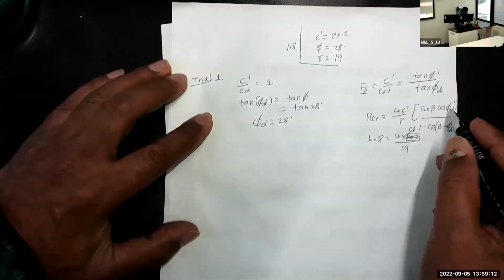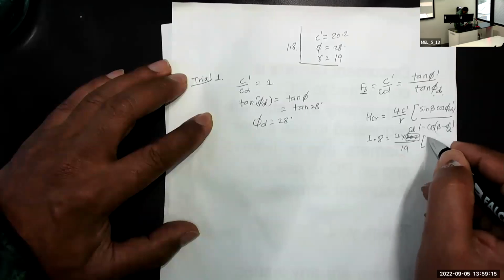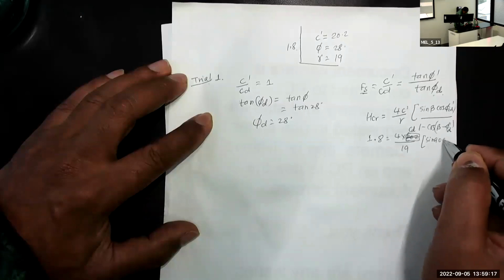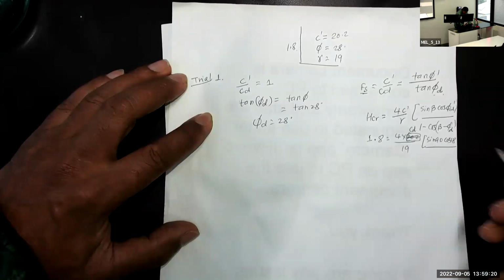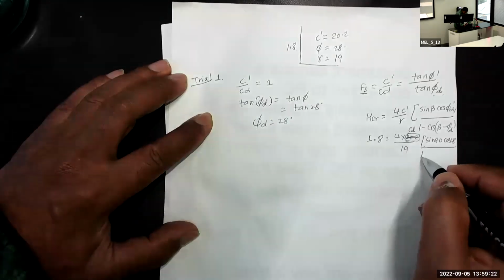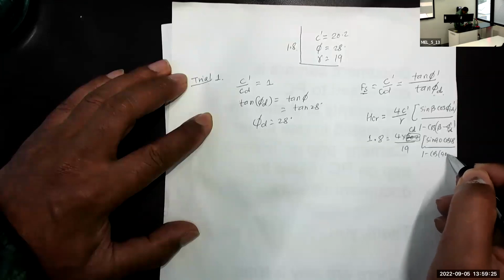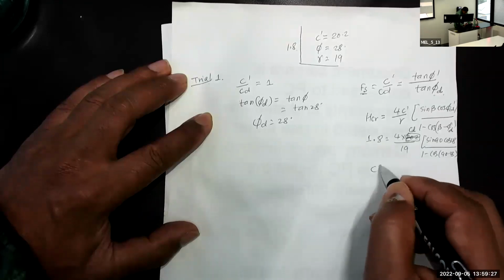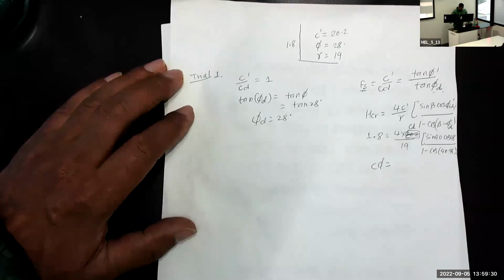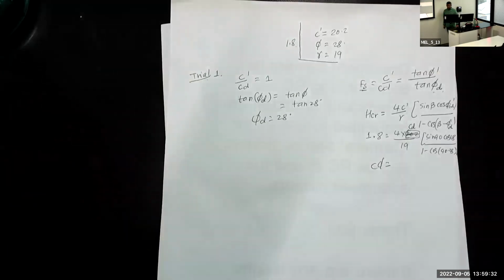So sine beta is sine 90, cos 28, because we got phi d 28 just before. And then 1 minus cos of 90 minus 28. Whatever you get is CD. Just solve for CD. Sine 90 cos 28, 1 minus cos of 90 minus 28. Can you calculate CD now? Just substitute, because I'm doing that as the developed one. You have to write that as CD. That's it.